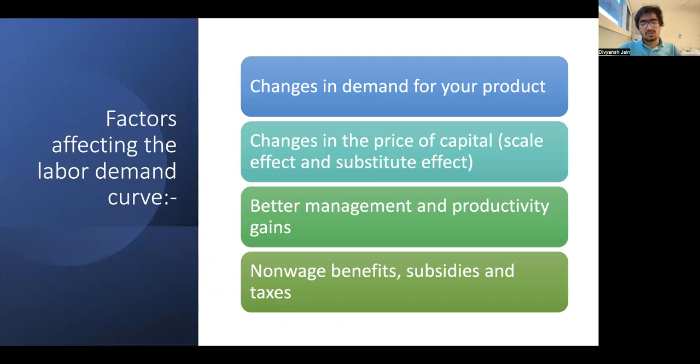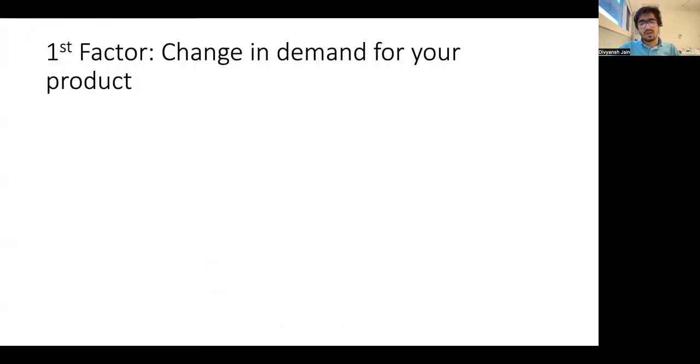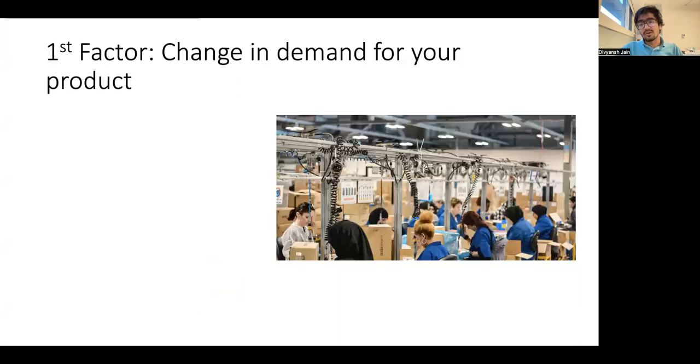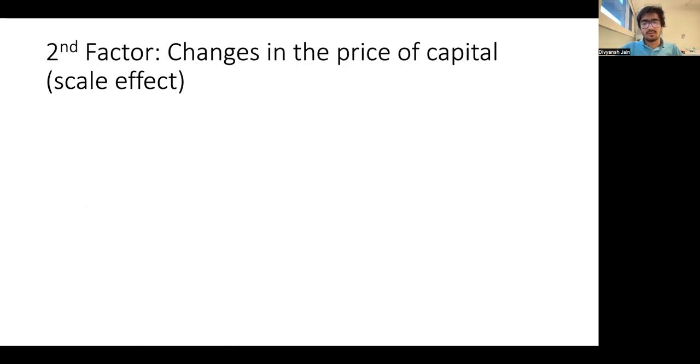Here are the following factors affecting the labor demand curve, and I'll be going through them one after the other. First factor is changes in demand for your product. Workers are an input for our product, which means that the products which are sold in the market and bought by the consumers have workers as an input. So when the demand for a particular good increases in the market, where the consumers are willing to buy more quantity of it, then you will require more workers to produce that particular good. So the labor demand curve will shift to the right.